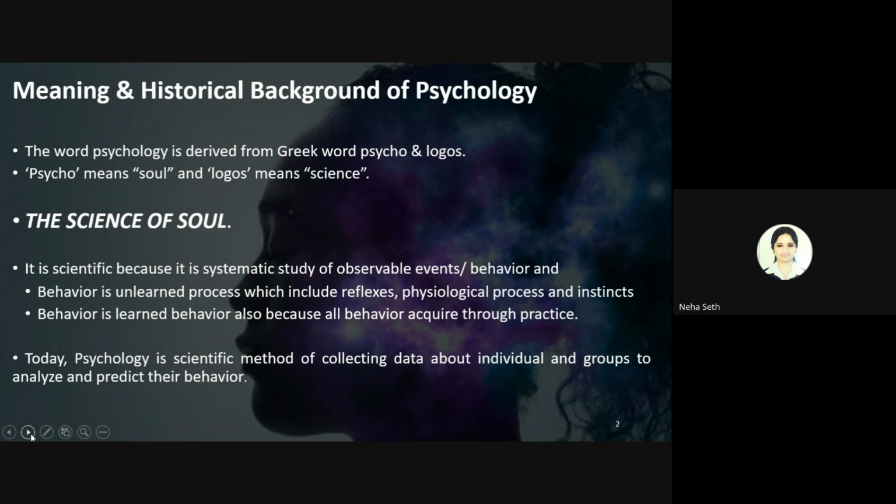Then why do we call it scientific? It is a study basically, but we call it a scientific study because it is a systematic study of some observable events, or we call it behavior. Okay, the behavior can be unlearned behavior, behavior can be learned behavior as well. We call behavior an unlearned process when it includes immediate reflexes or physiological processes or our instinct, which comes automatically. Nobody is pushing us to behave in such a manner.